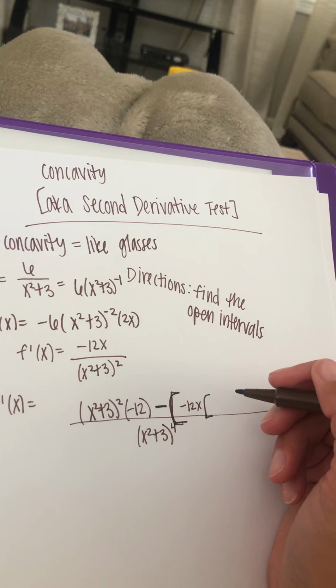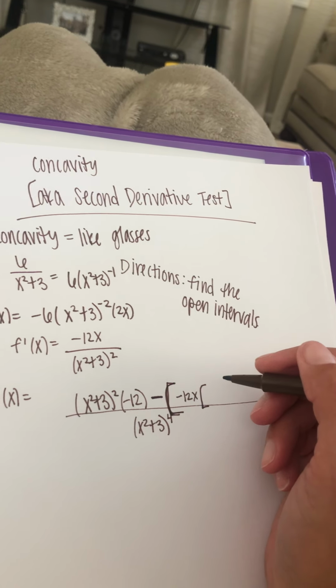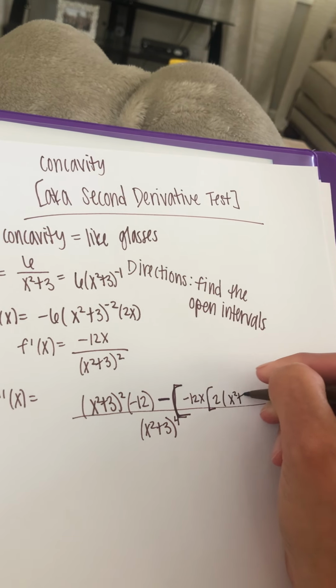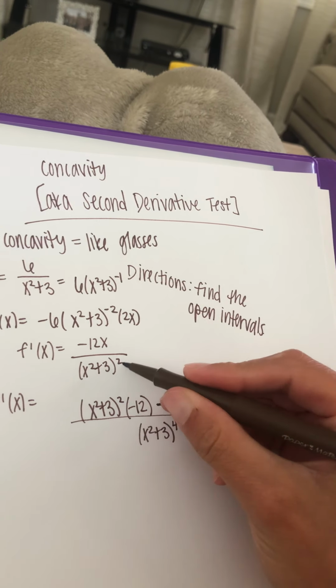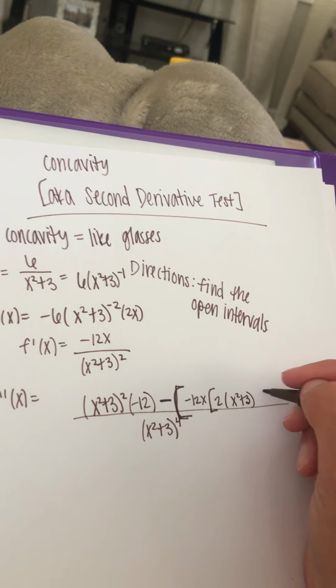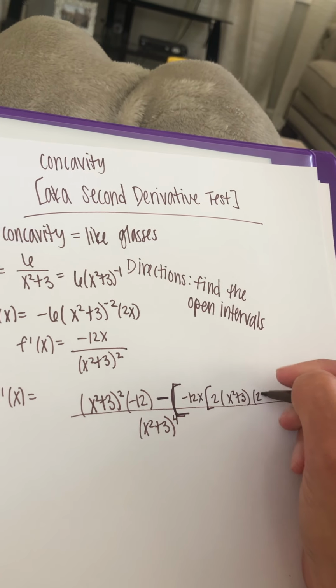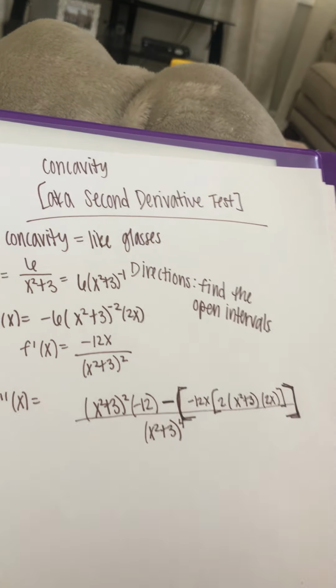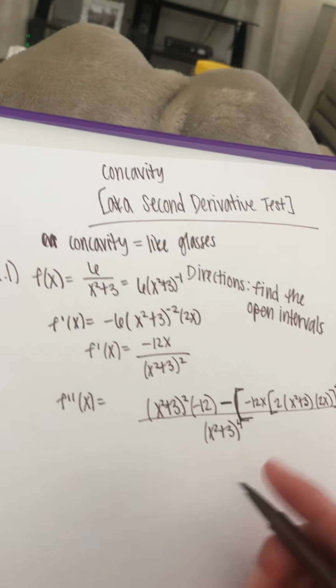times the derivative of the bottom. Well, for the derivative of the bottom, I'm actually going to have to use the chain rule again. So I have 2 times (x squared plus 3). When I decrease this power by 1, now it's just to the 1 power. Then times the derivative of the inside, which is 2x. Now I'm going to close the big bracket, okay?